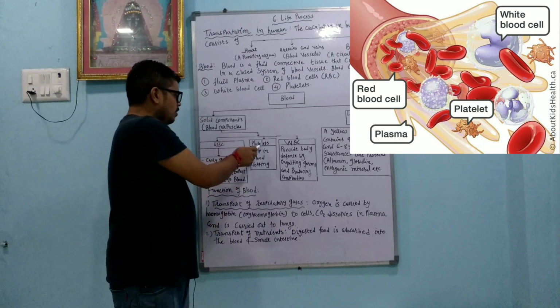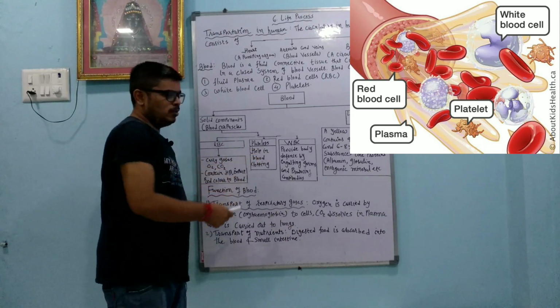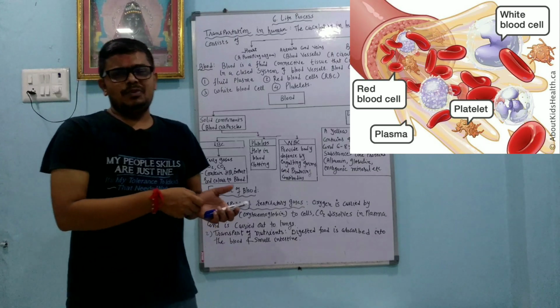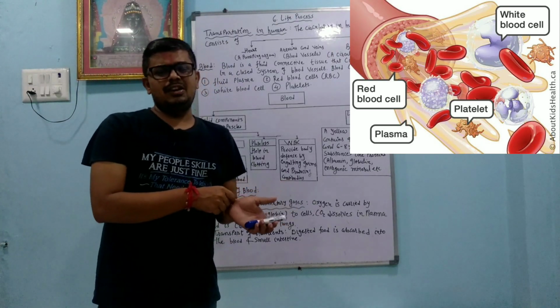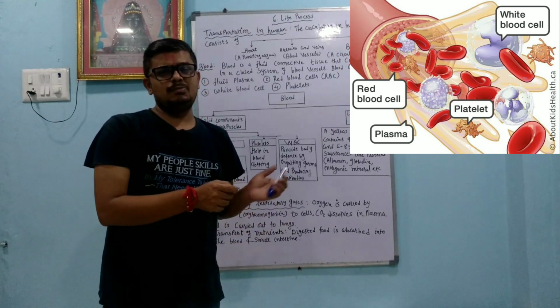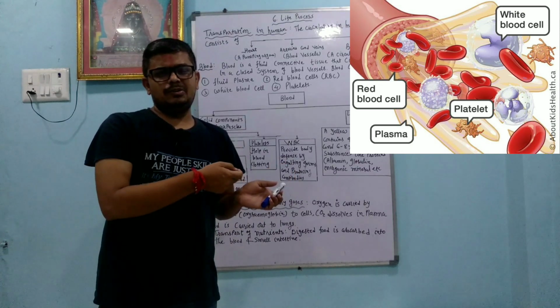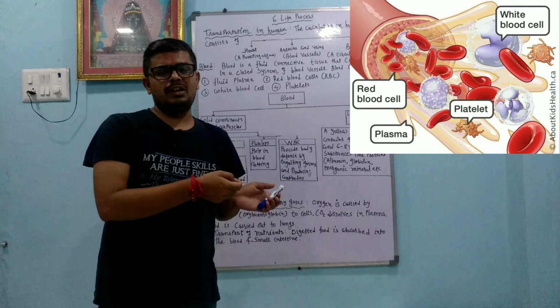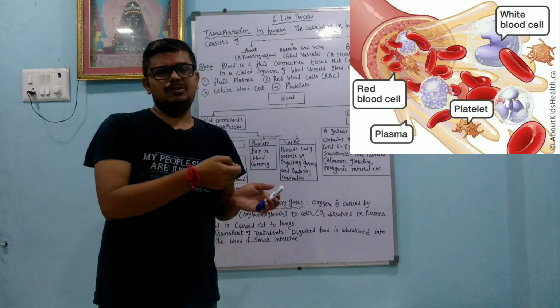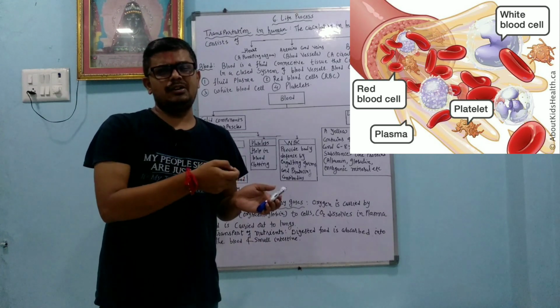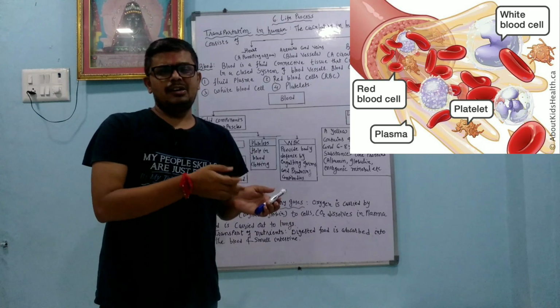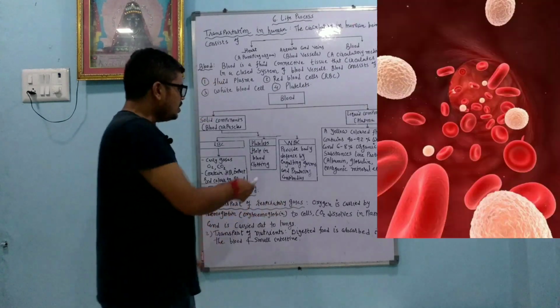Now we have platelets, which help in blood clotting. Sometimes whenever we have a small injury, blood clotting takes place because of the platelets. Some persons have problems like hemophilia. In that, if bleeding starts, then it is difficult to stop.